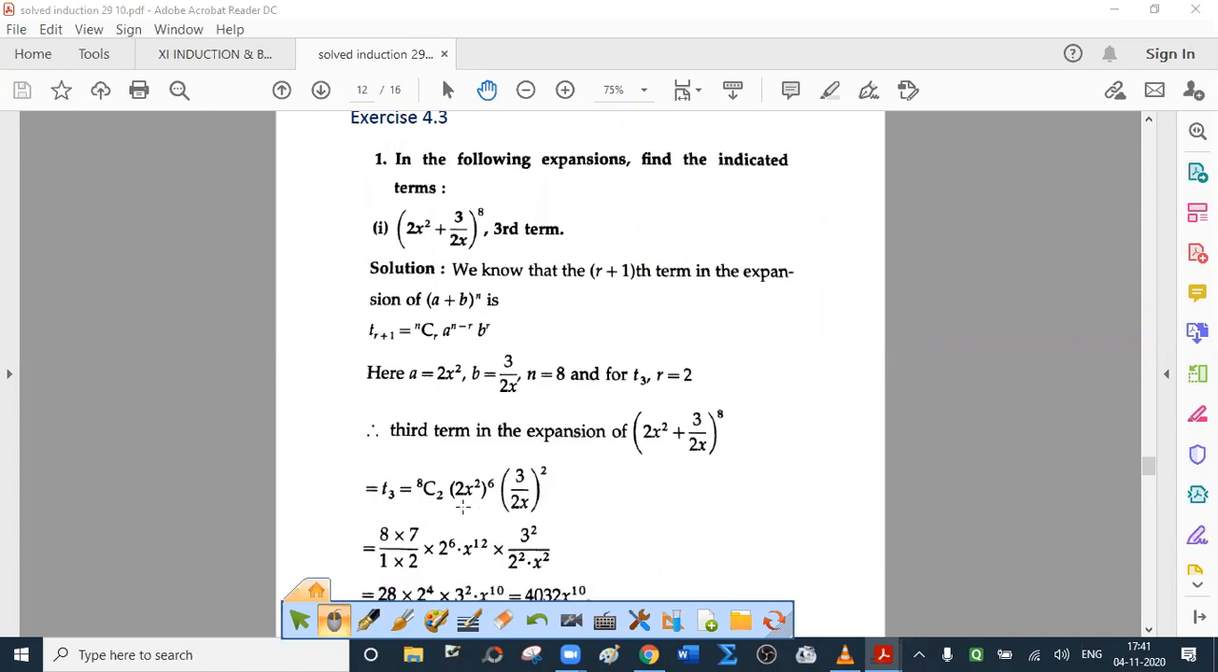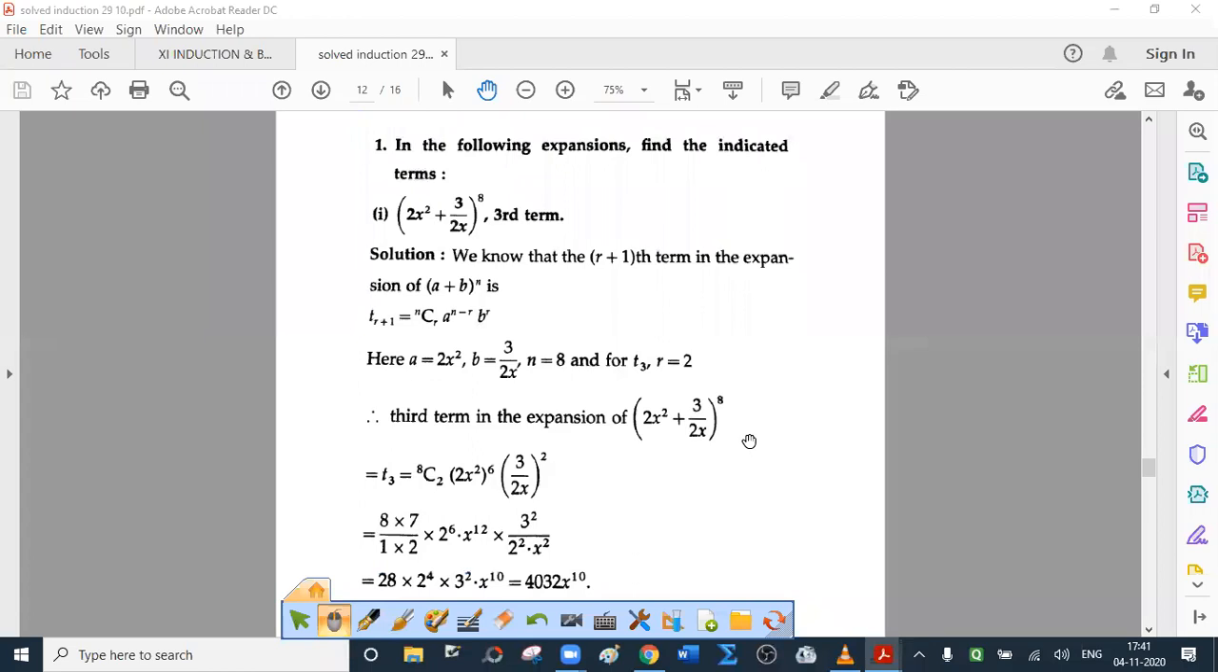So what is the third term in the expansion? T3 equals 8C2 (2x²)⁶ (3/(2x))². Now find 8C2. 2⁶ is 64. (x²)⁶ is x¹² and so on. So on simplification, you get the third term in the expansion as 4032x¹⁰.